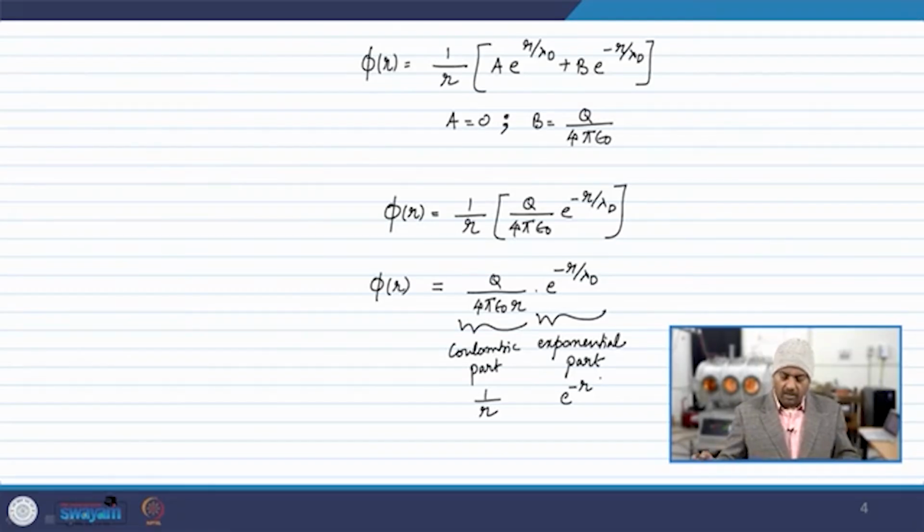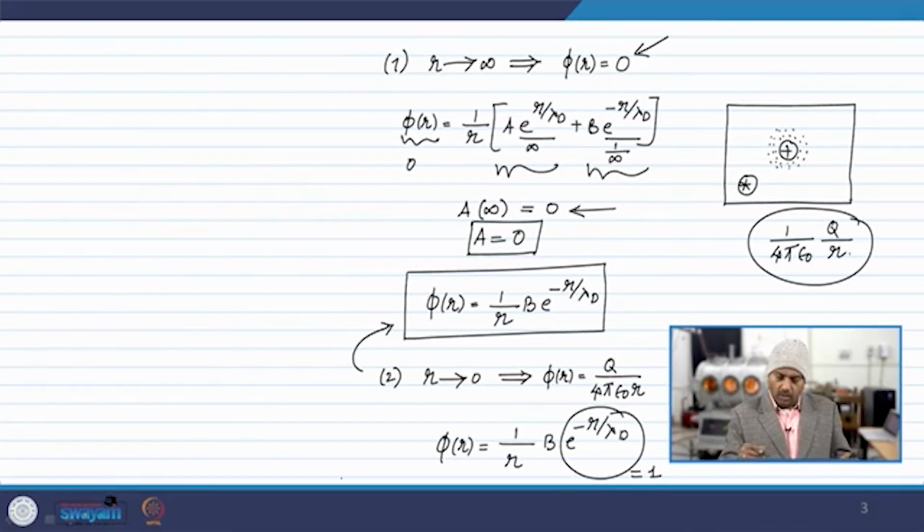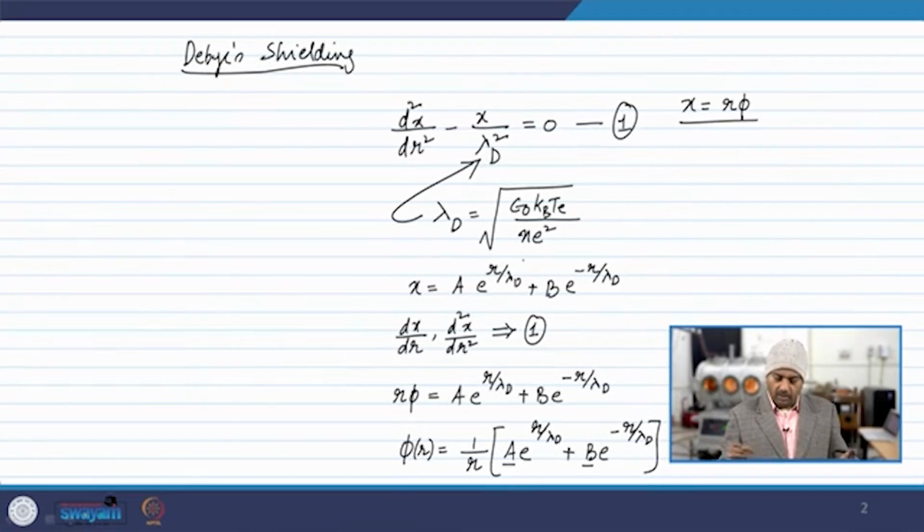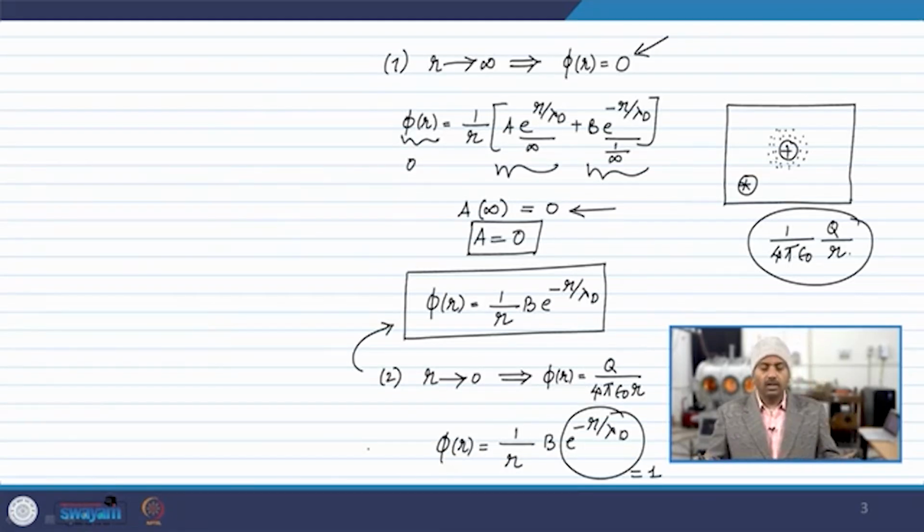Now, let us try to understand the meaning of this. If you go back and relook at what we have done, we have taken the differential equation and assumed a solution for it, and if this solution has to be valid, we can keep phi of r in that form. Then one boundary condition gave us that the constant A has to be 0 at r tends to infinity, and using the other boundary condition we realized that when we are very close to the positive charge, the form of the potential cannot be different than the Coulombic potential.